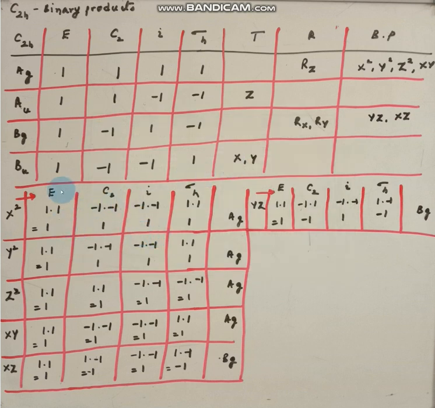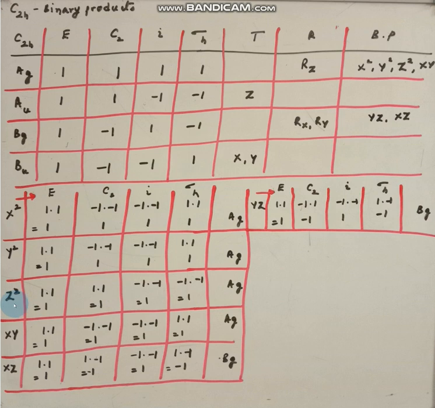For example, x is 1, minus 1, minus 1, 1 for E, C2, i, sigma h respectively. If I multiply 1 with 1, minus 1 with minus 1, minus 1 with minus 1, 1 with 1, you will get 1 1 1 1. That actually corresponds to Ag. Similarly, I should do y square. Y square also corresponds to Ag. Z square also corresponds to Ag.